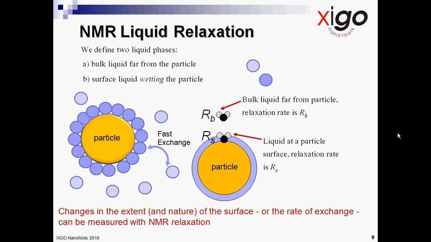A suspension of particles in liquid with a large wetted surface area, for example a nanoparticulate pigment, will have a smaller relaxation time than a suspension with a small wetted surface area, because there will be more liquid molecules associated with the particle surface.